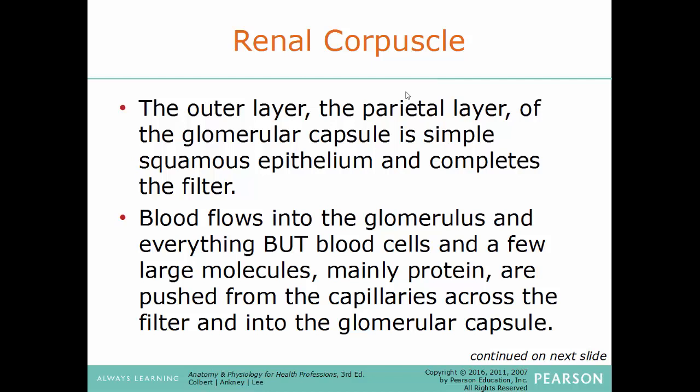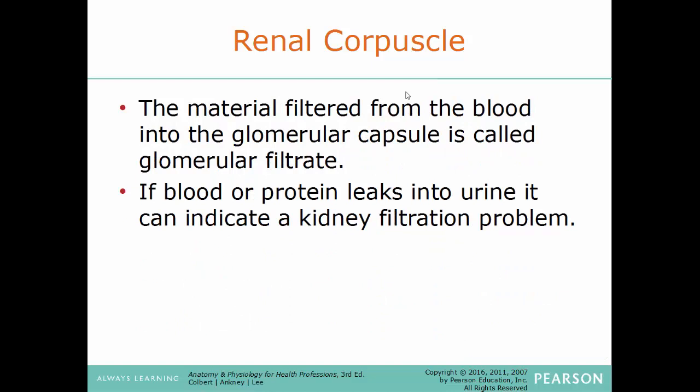So what you have is blood flowing into the glomerulus, and everything but blood cells and a few of the larger molecules like proteins are pushed through the capillaries across the filter and into the capsule. Blood cells are too large, so they don't get filtered. Some of the larger molecules like proteins aren't filtered because they're too big, but everything else gets filtered and caught by the Bowman's capsule. At this point, the material that gets filtered is now called filtrate.